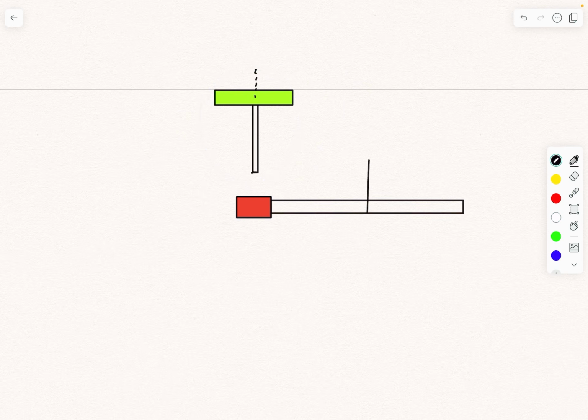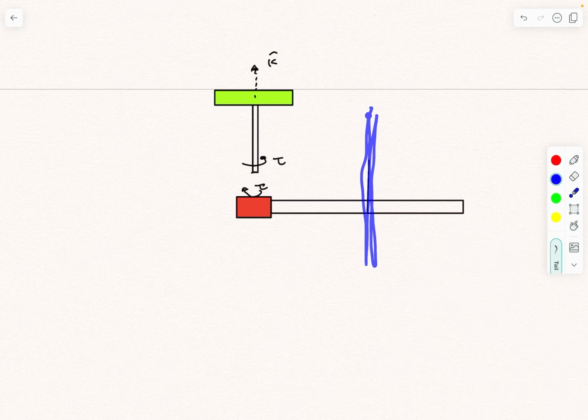The motor will definitely apply some kind of torque tau, let's say in the plus k cap direction. By Newton's third law, the shaft will apply a torque of minus tau in the opposite direction. This minus tau is actually a coupled torque, so it's the same about any particular axis. Even about this vertical axis, there is going to be a torque in the minus k cap direction.